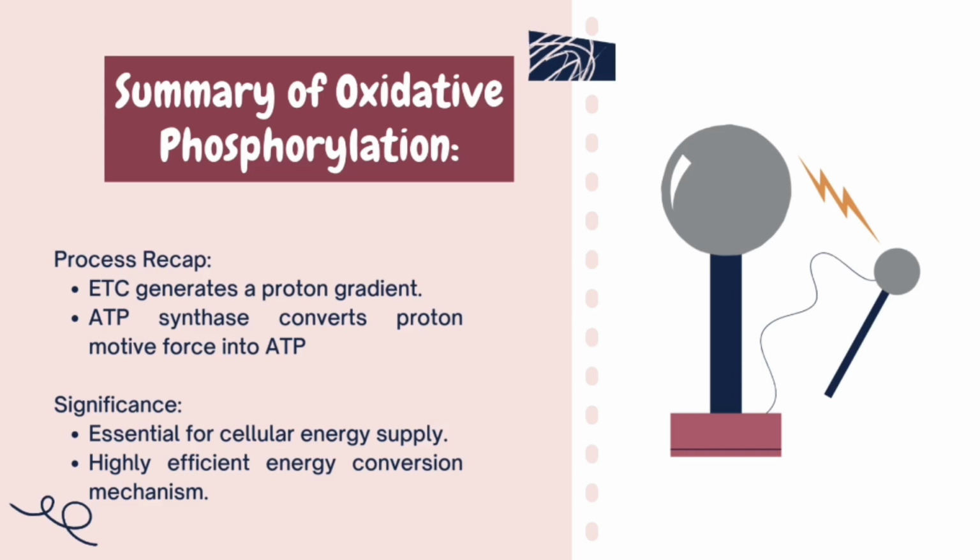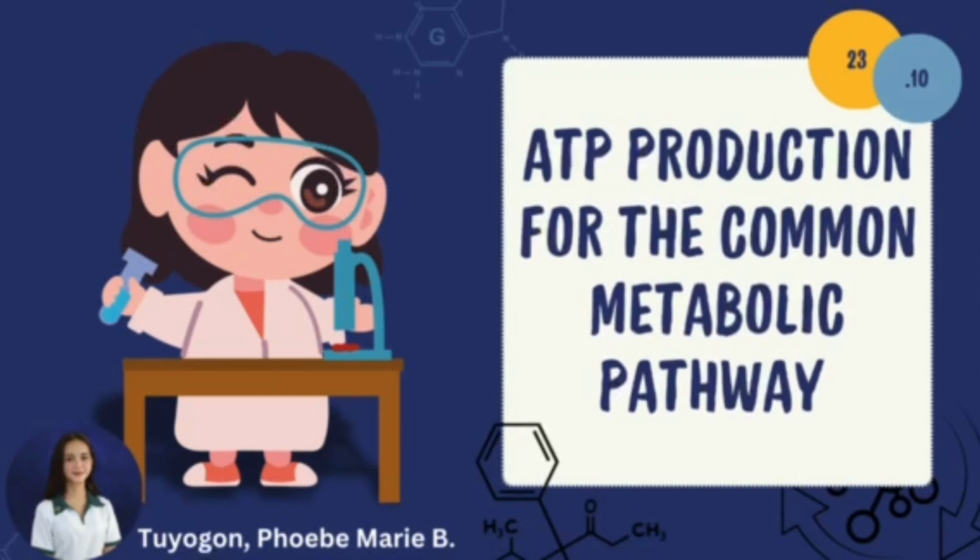The ETC generates the proton gradient. ATP synthase converts proton motive force into ATP. Then significance: essential for cellular energy supply and a highly efficient energy conversion mechanism. ATP production for the common metabolic pathway.